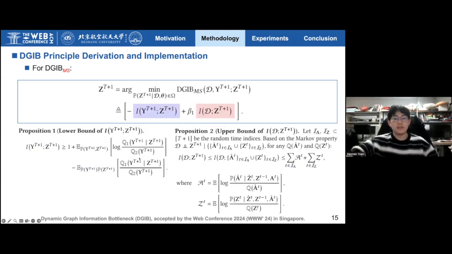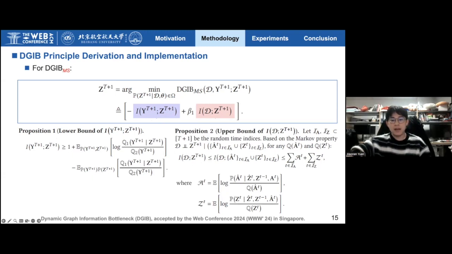So we can now give the formal definition of the optimization goal for the DGIB-MS channel. We find that the optimization goal of this channel still follows the mathematical expression form of the IB: maximizing the mutual information between the intermediate variable Z and the label Y, and minimizing the mutual information between the input data D and the intermediate variable Z, respectively. In order to make the two mutual informations computable and feasible, we propose upper and lower bounds respectively.